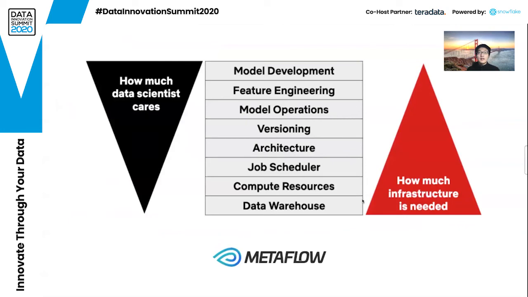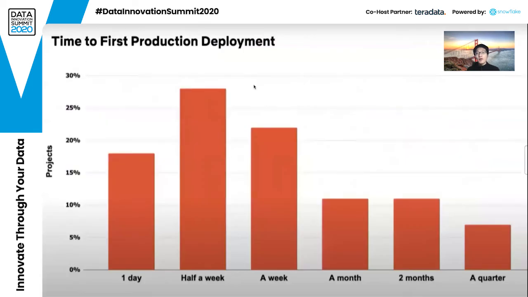This is the idea of Metaflow. We take care of data warehouse, the compute resource orchestration, job scheduling, project architecture, versioning, and model operations. We hope our data scientist users can move very fast on the top two layers. With Metaflow, the data scientists at Netflix are able to quickly iterate and move data science projects from development to production in a relatively short amount of time. Ideally, we want time to first production in days and not months.